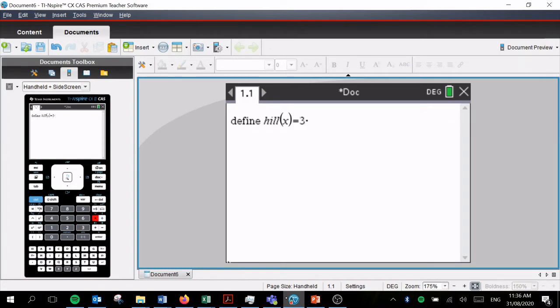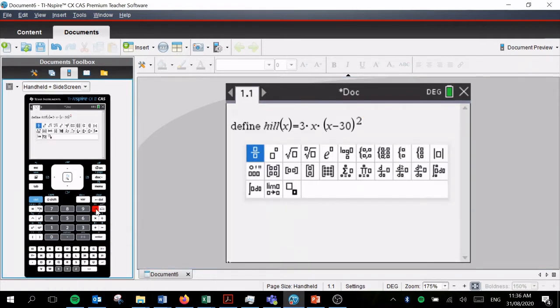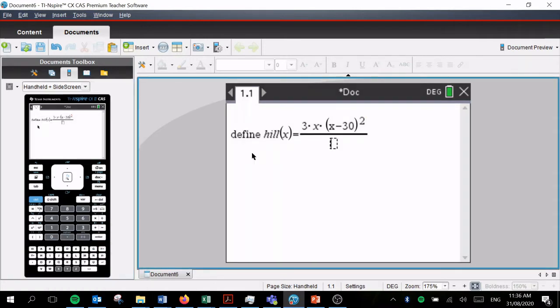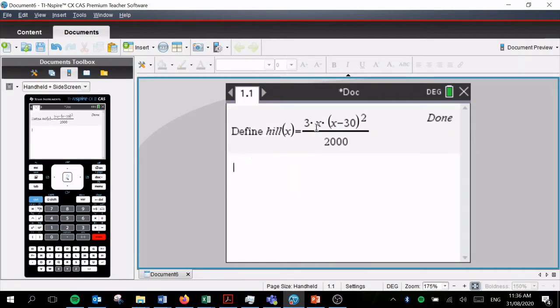So 3 times x times bracket x take away 30, all squared, divided by, and make sure that we've got this as a fraction so that it divides everything, divided by 2000. One key point with this, and I'll just hit enter, it does it for me. You need to have this times in between the x and the brackets. If you don't have that, the CAS calculator will not know what to do. Anytime you're defining a function, put the multiplication symbol in there. It will make your life so much easier.